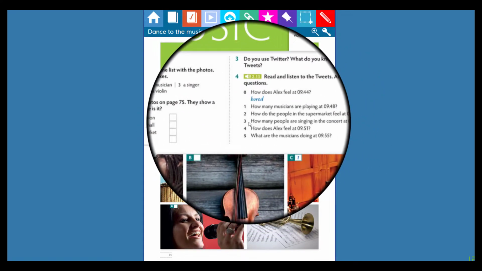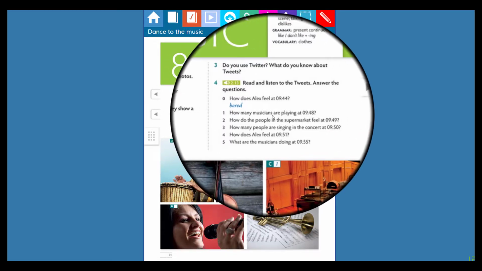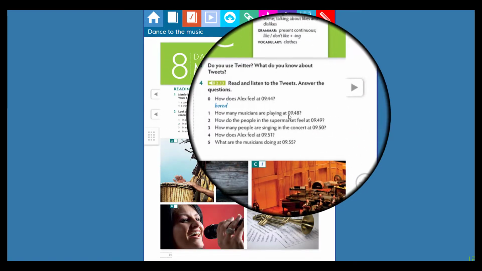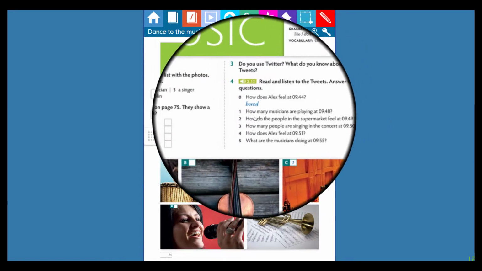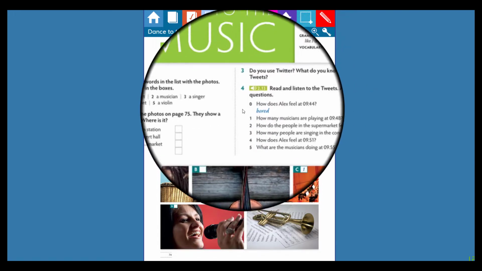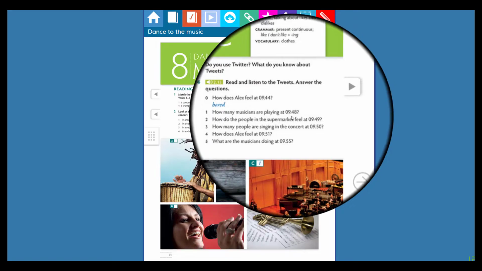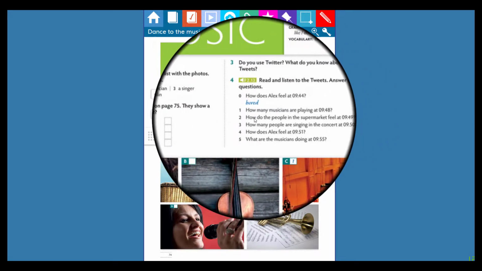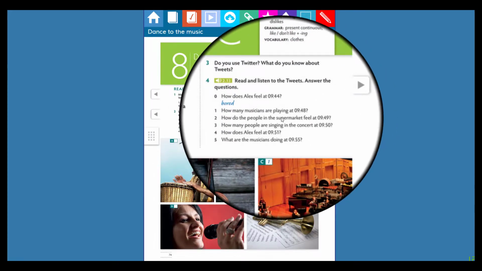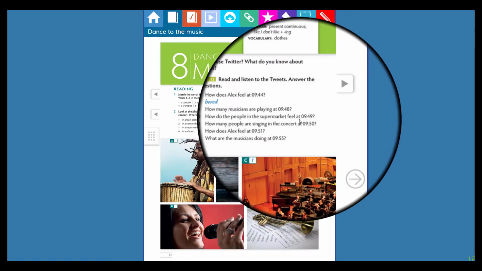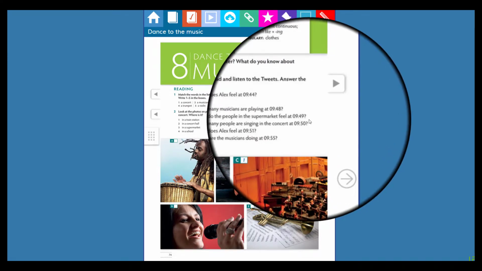Okay, so now let's read the questions together and then you have to do the activity. Number 1. How many musicians are playing at 9:48? How many musicians? ¿Cuántos músicos are playing at 9:48? Number 2. How do the people in the supermarket feel at 9:49?